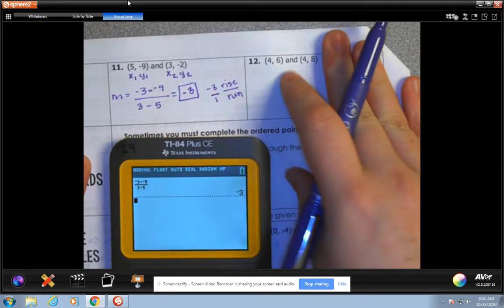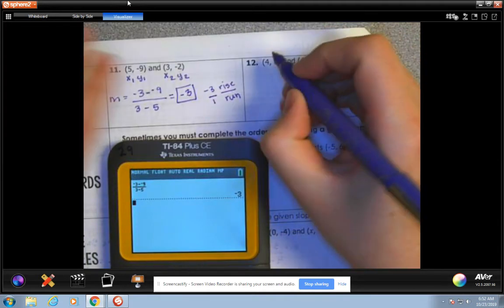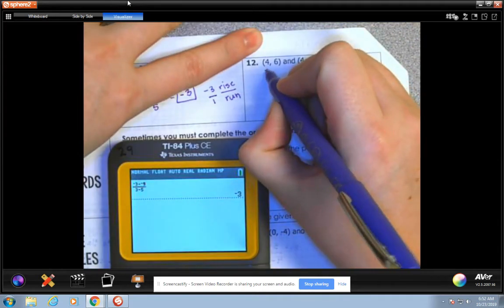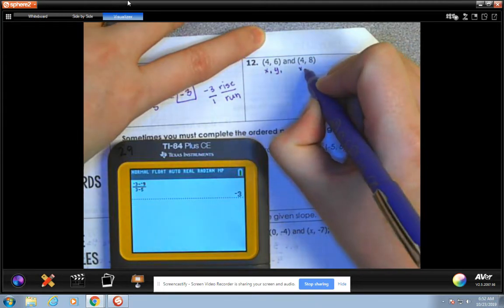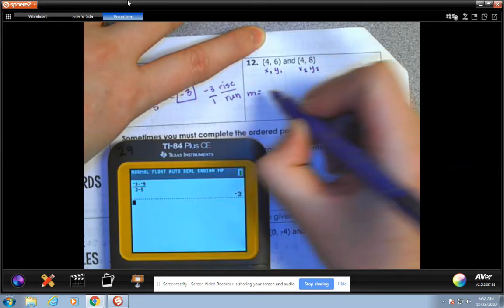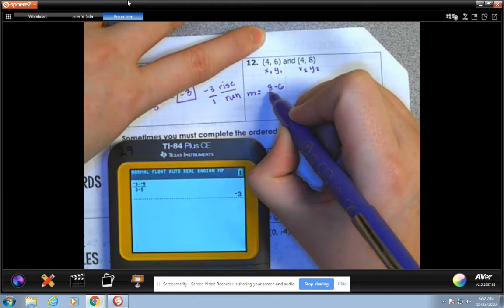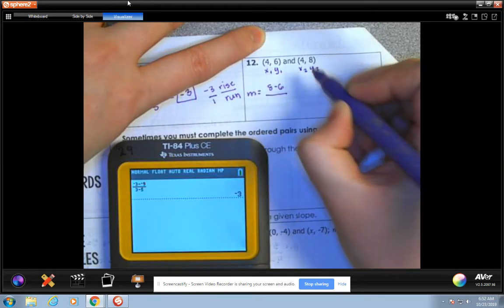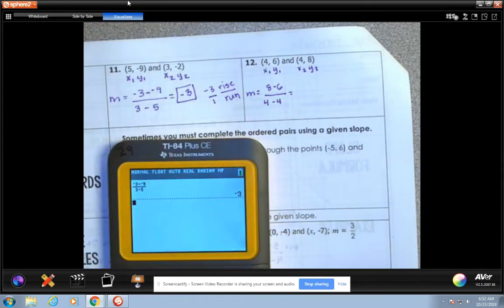So next, number 12, the very last one we're going to do today. We're going to label our points first. This is going to be x1. This is going to be y1. And then we have an x2 and a y2. Now let's plug that into our slope formula. So we have 8 minus 6, y2 minus y1, over 4 minus 4. All right, let's plug that into our Nick trick.